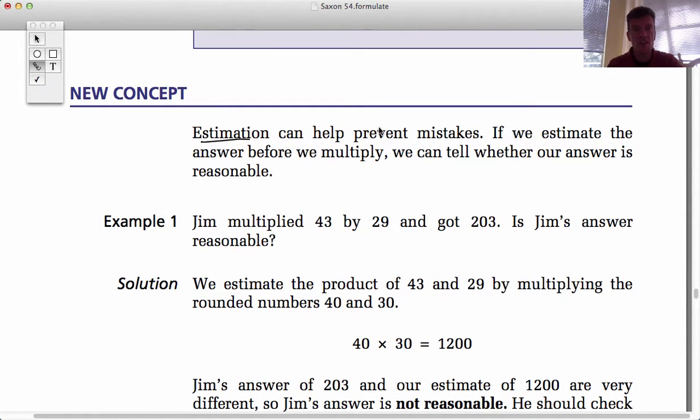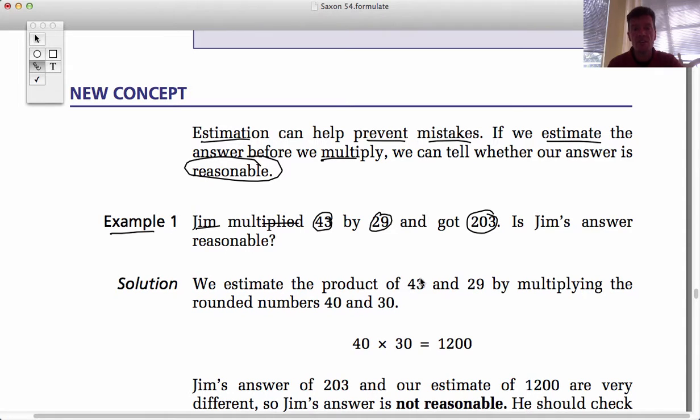So estimation, as mentioned, can help prevent mistakes, and if you estimate the answer before you multiply, you can kind of get an idea of whether your answer makes sense or not, whether it is reasonable. So let's look at this example here. It says Jim multiplied 43 by 29 and got 203. Is Jim's answer reasonable? Does it make sense?